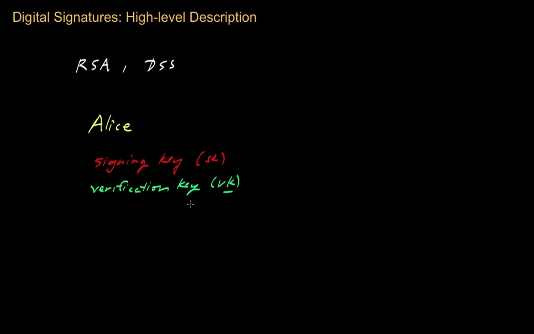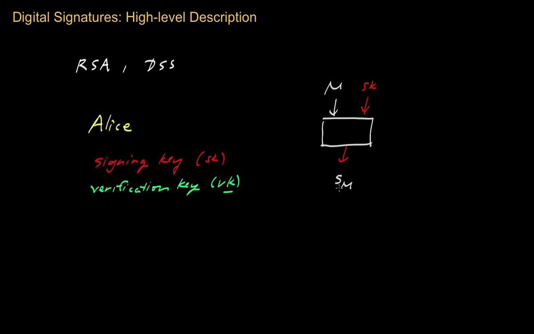Okay? Now let's consider what a digital signature on a message will entail. So basically, if you have a message, and let's call this message M, and you wish to digitally sign that message, what you're going to do is apply a mathematical transformation. Alice is going to apply a mathematical transformation to the message M and her signing key SK. And the output of that transformation will be a special sequence of numbers that we call the signature on the message M.